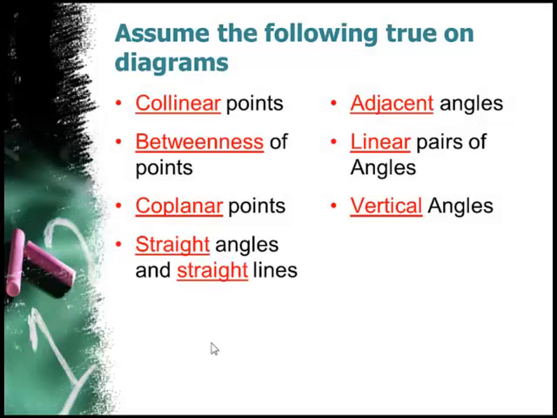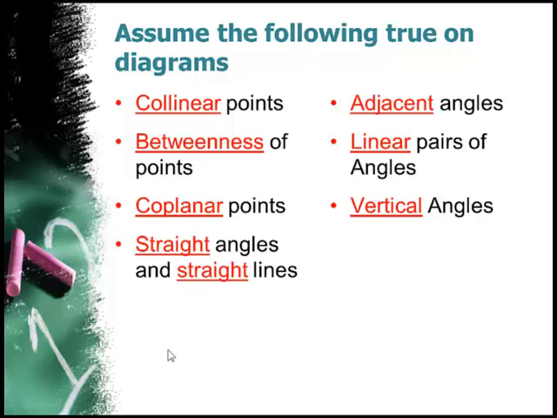When looking at diagrams, it's important to know what you can also assume is true. So collinear points, if I have A, B, and C on a line, then they are on the same line. I'm not trying to trick you and say, oh, B is really close to the line, but not on the line. Also, betweenness of points. If I go A and then B and then C, you can assume that B is somewhere between A and C. You can't assume it's halfway, but you know it's somewhere between. Coplanar points, so if you see 3 points and they look like they're on the same plane, then they are coplanar. Most of the time we'll be dealing with coplanar points.